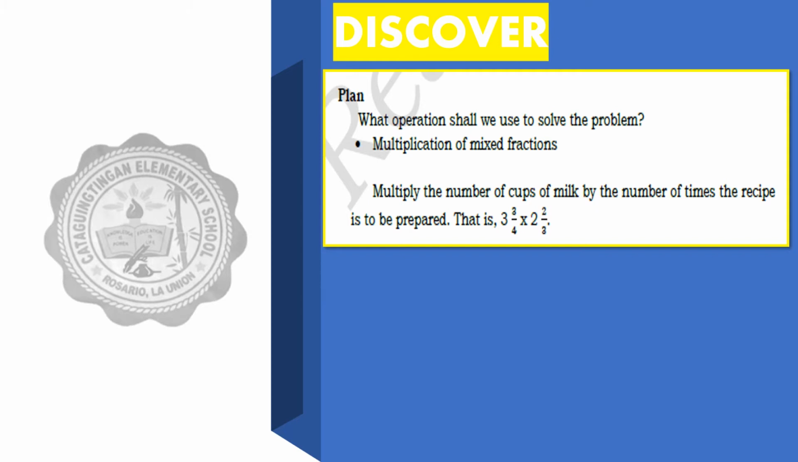Under the plan, what operation shall we use to solve the problem? Ano gagawin mo para masolve yung problem? Anong gagamitin mong operation? Multiplication ba? Addition ba? Subtraction ba? Or division? So, the answer is multiplication. Multiply the number of cups of milk by the number of times the recipe is to be prepared. So, yung number sentence niyan is 3 3/4 times 2 2/3 equals n.